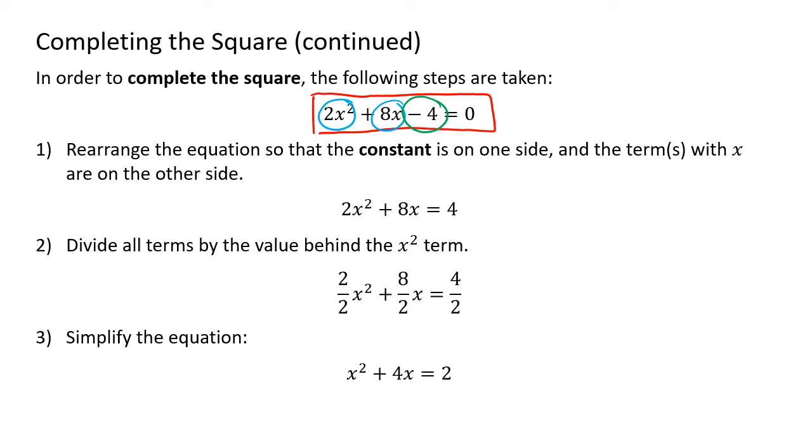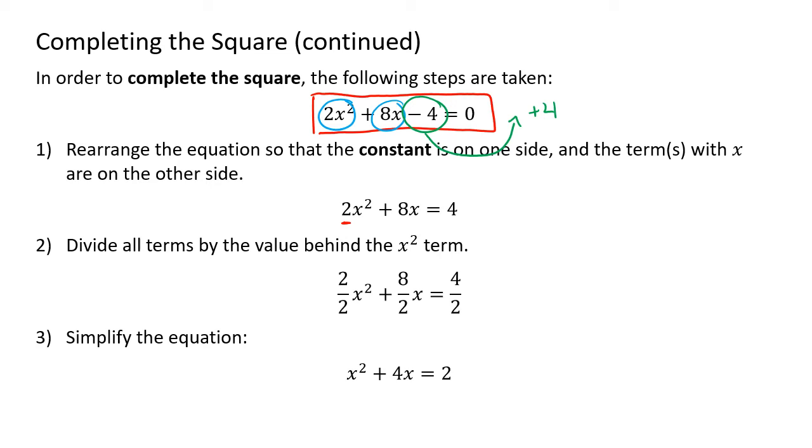So if you do that, moving the negative 4 to the other side, it becomes positive 4. And we're left with 2x squared plus 8x is equal to positive 4. Now our second step is to make sure that we do not have a coefficient behind our x squared term. In this case, we had a 2. So we're going to remove that by dividing every single term by 2.